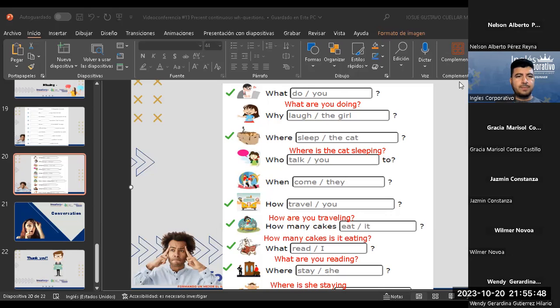Con la 2. Laugh is the verb reírse. Why is the girl laughing? Ya voy a explicar la pronunciación de este verbo, que es bien tricky. Laughing con F. Laughing. Bien raro.